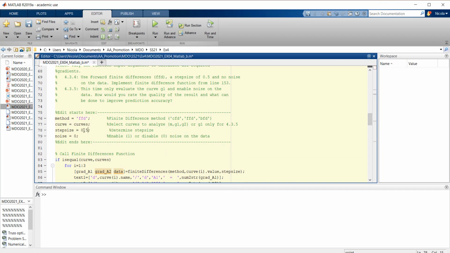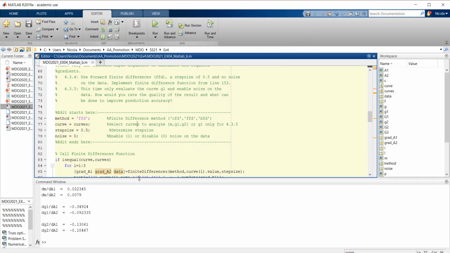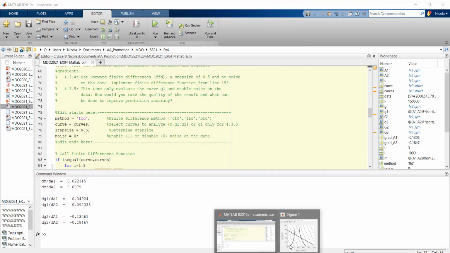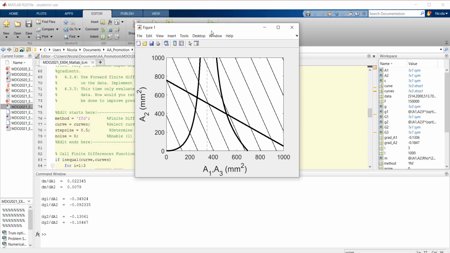Step size, we use 0.5, we have that given here, and no noise. Okay. Let's run it. And we got our graph here.